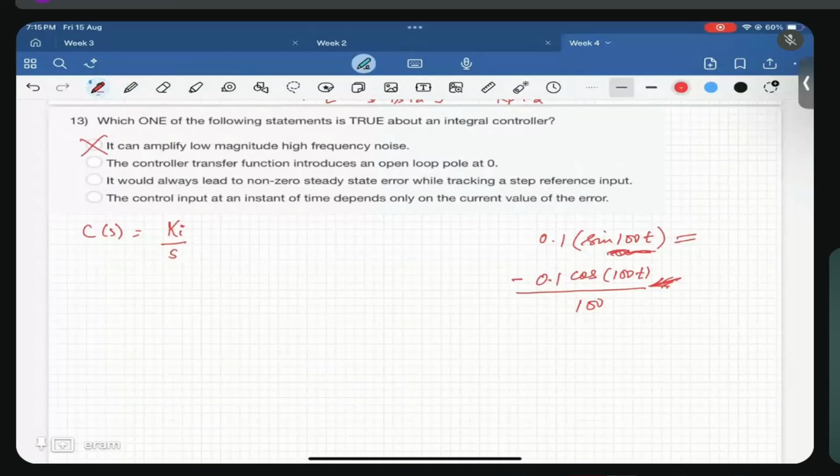What about the second option? It is saying the controller transfer function introduces an open loop pole at 0. Yes, it is correct. We have a pole at s equals 0. So this option is correct so far. What about the third one? It would always lead to non-zero steady state error while tracking a step reference input. Is it so?